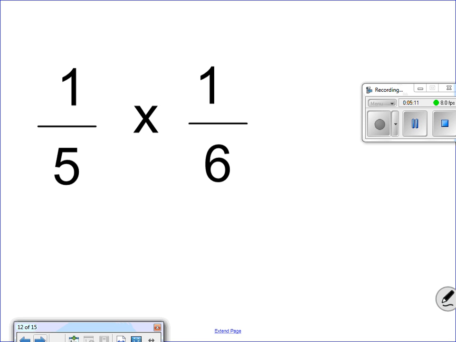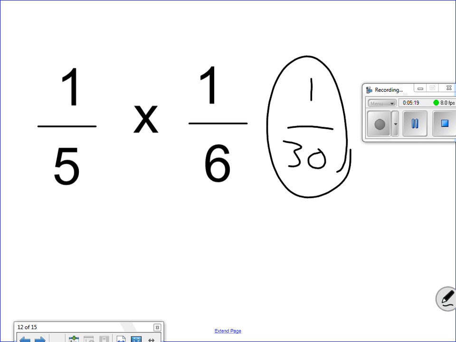1/5 times 1/6. Some of you are probably already doing this mentally and you have the answer. 1 times 1 is 1. 5 times 6 is 30. Done. No more stacking fractions, nothing when you are multiplying fractions, okay? They're wonderful. Here's another one.